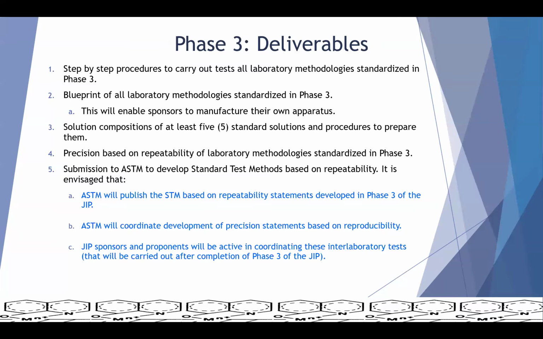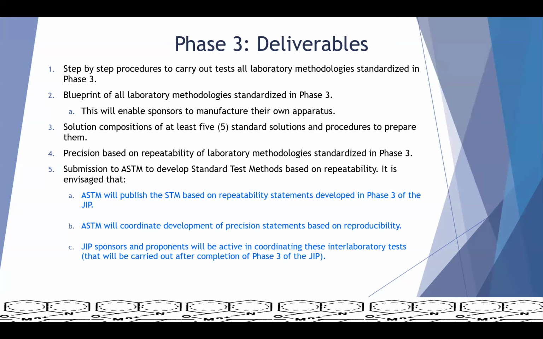To develop the standard test methods, we have to also develop or standardize solution compositions. We have identified 5 different standard solutions that need to be standardized. So in the JIP, we will establish the procedure not only to prepare the solution, but also to saturate them with appropriate gases. At the end of phase 3, we will have the precision statement based on repeatability of the laboratory methodologies that will be standardized in phase 3.